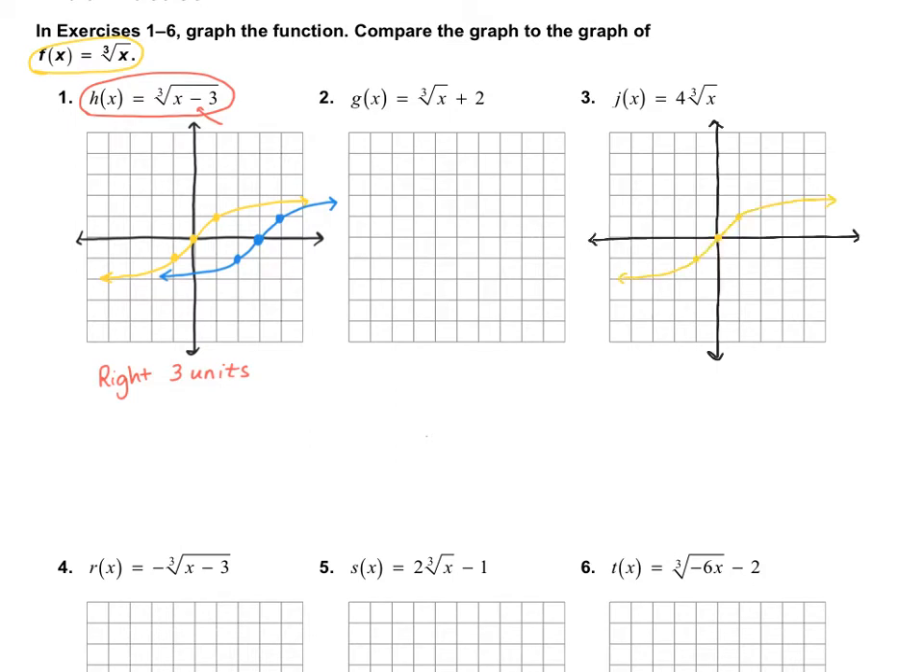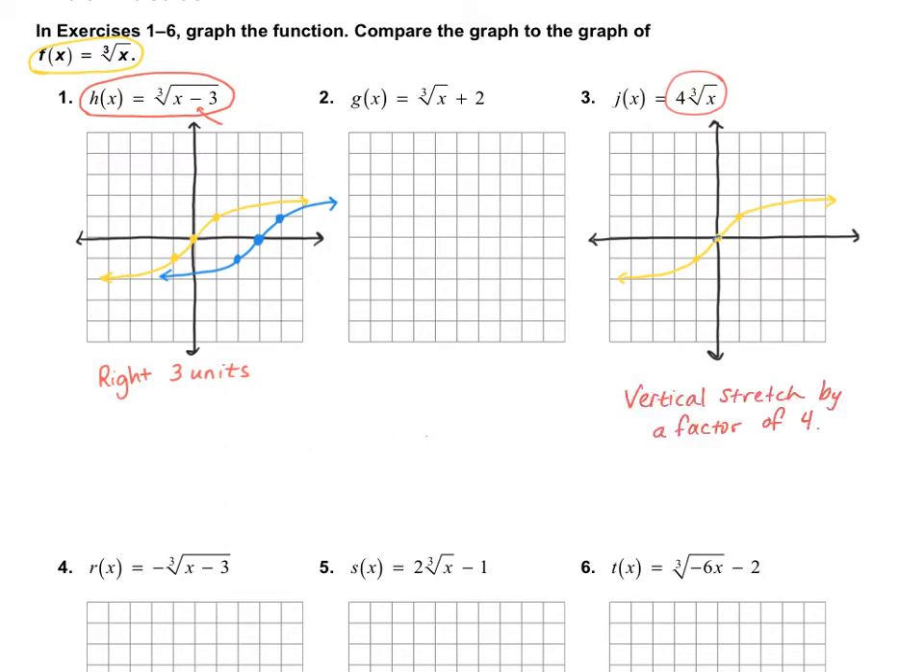Okay, let's take a look at number 3. I went ahead and drew the parent function for you. So if you remember what's going on in this case, if we're multiplying by 4 on the outside, that's going to be a vertical stretch by a factor of 4.